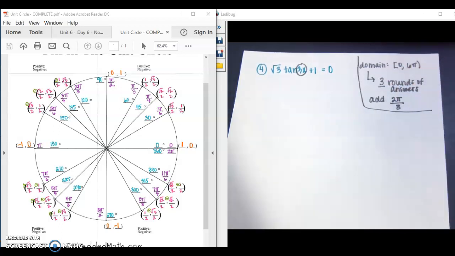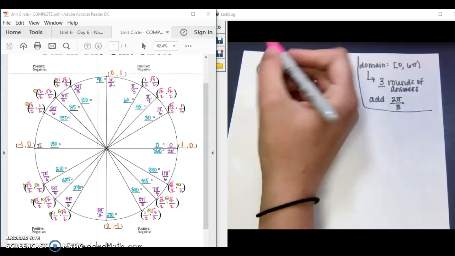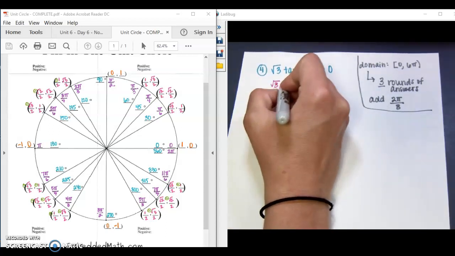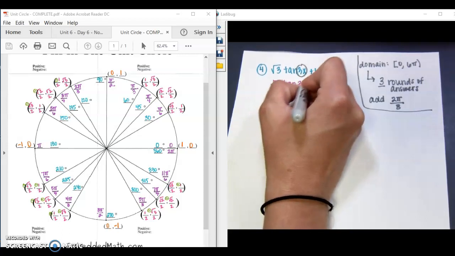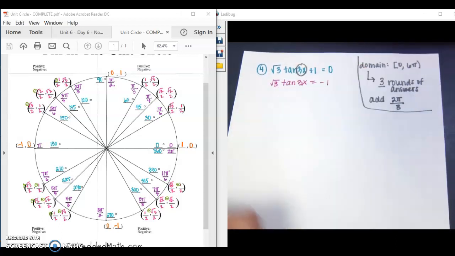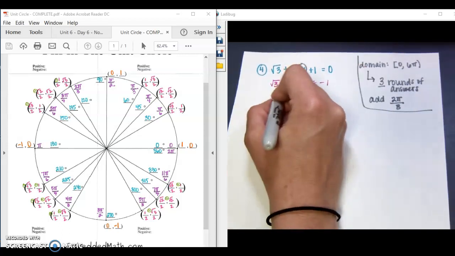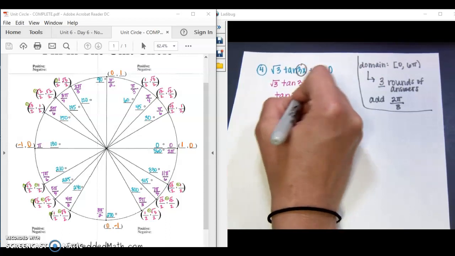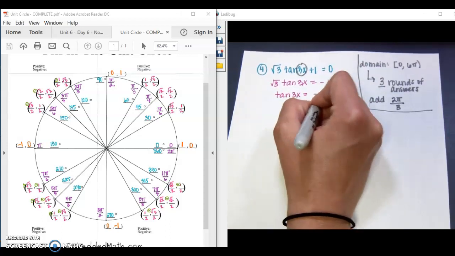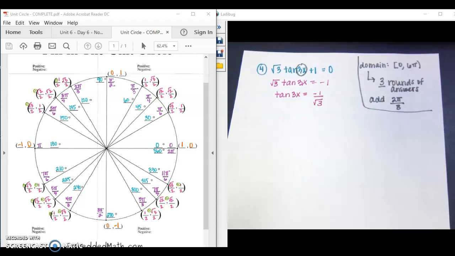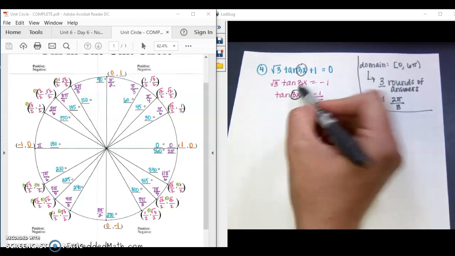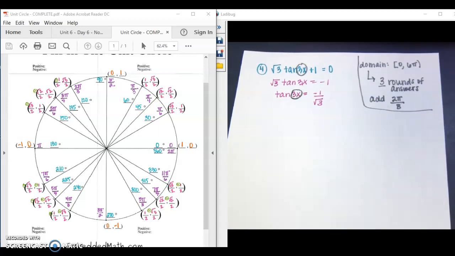Okay. Alright, so first thing, just to get this, we want to get tangent 3x by itself. So it'll be equal to -1, and then divide by our square root of 3. Okay, so once again, we have this 3x. We can't do anything with that 3. It just tells me 3 rounds of answers.